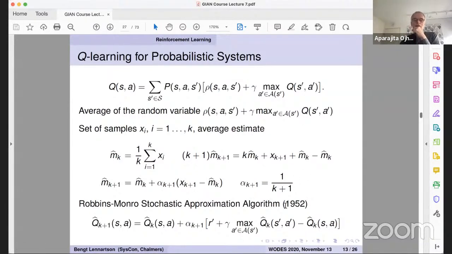Okay, so by this now we can actually move this minus q hat out from this sum, and then we get 1 minus alpha multiplied by q hat plus alpha times r prime plus gamma maximum of q hat for the next state.